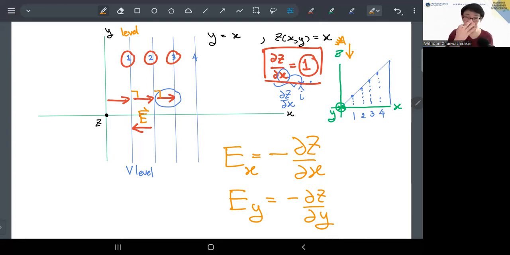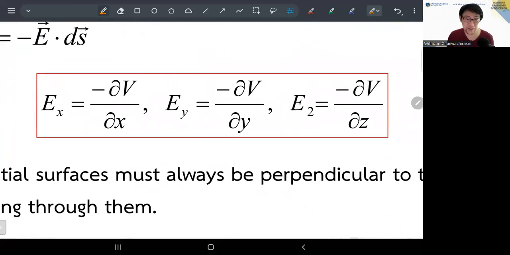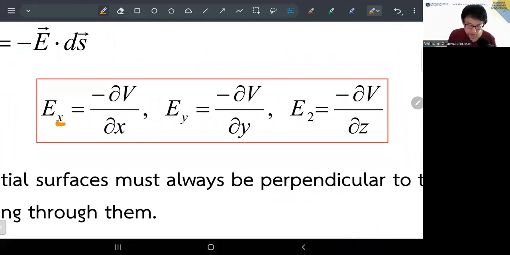If you don't get this, or my explanation takes you too far, this is the conclusion. I hope you understand this red box much more easily now. If I want the x component of my electric field, which is a vector, I take the potential function, do the derivative with respect to x, and then put the negative sign in front. Bam, I'm done. If I want the y component, I take the V derivative with respect to y, slap in the negative sign, and I get the y component of my electric field.